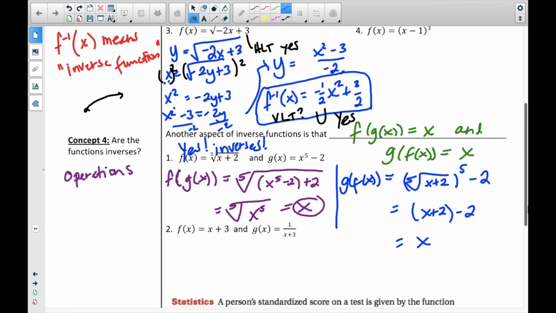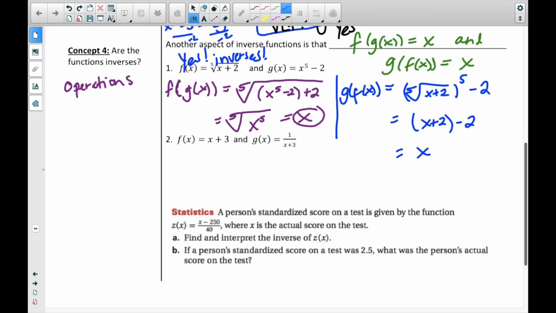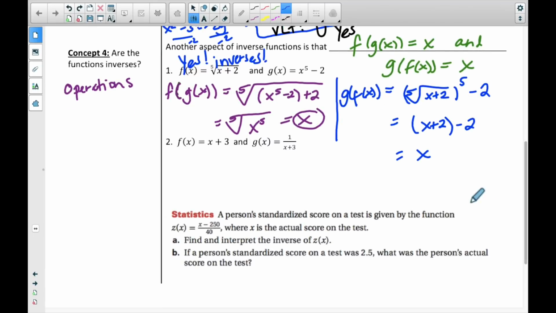Now, do you have to do both? Not really. But if you're on a quiz or a test, it seems like maybe you would want to make sure. So I went ahead and did both of them.